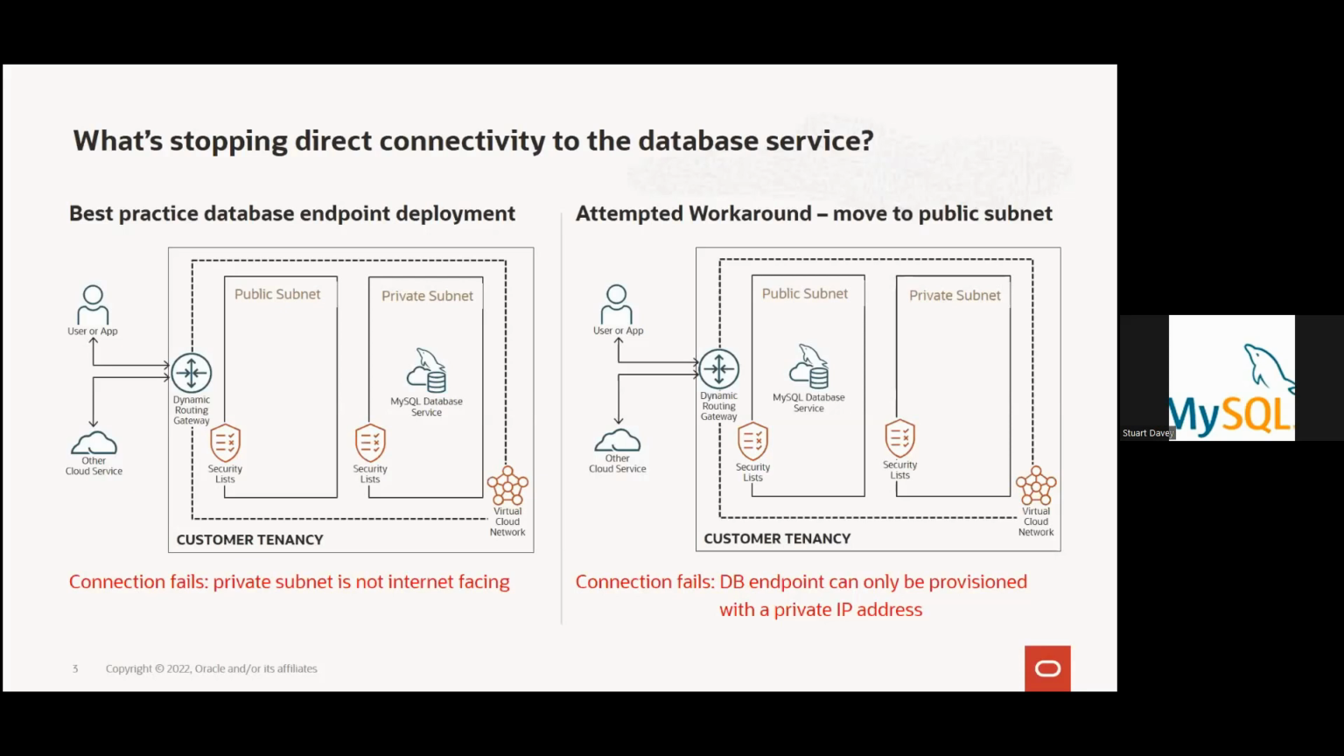directly from your application. So, we're clever people, we can try and work around it. Let's shift the MySQL database service into a public subnet. Unfortunately, the MySQL implementation defeats us there, because all the MySQL database service will have is a private IP address. So even if it's got a public internet-facing type of IP address on it, it is in fact on a private IP, a private VNIC, so you still can't get at it directly from outside. So how do we get around this issue?